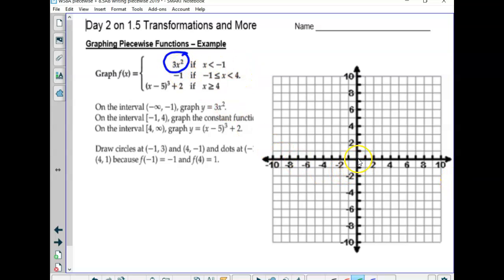3x squared is a parabola whose vertex is at 0, 0, but as it goes over 1, it goes up 3 in either direction, so I would have this parabola. But I want the pieces of that parabola only where x is less than -1. That is a less than, guys. So I have to erase all of the parabola I just drew unless it is to the left of -1. Solid circle or open circle at -1? Open, because it does not include that.